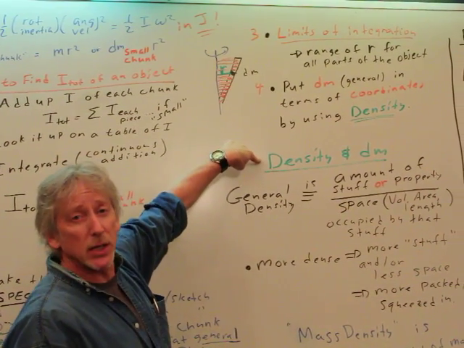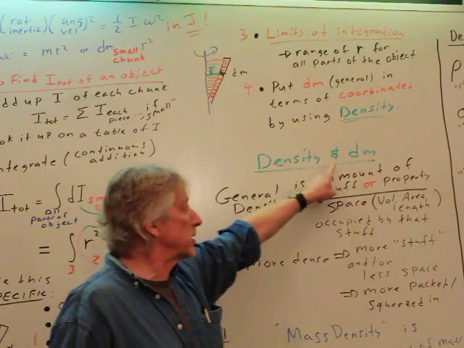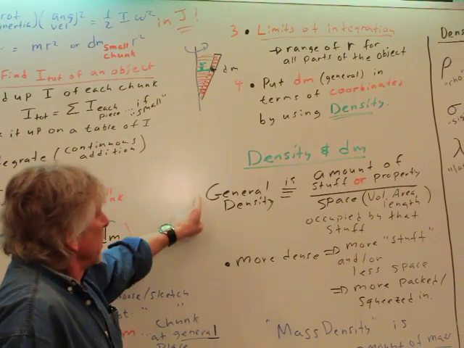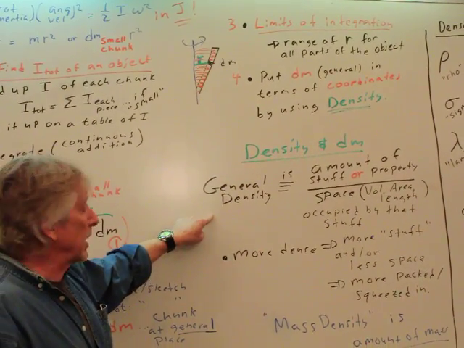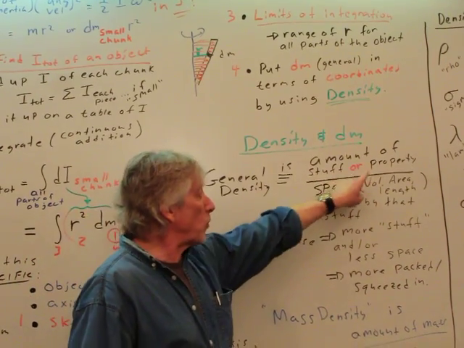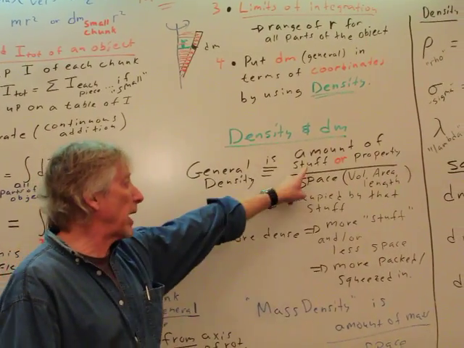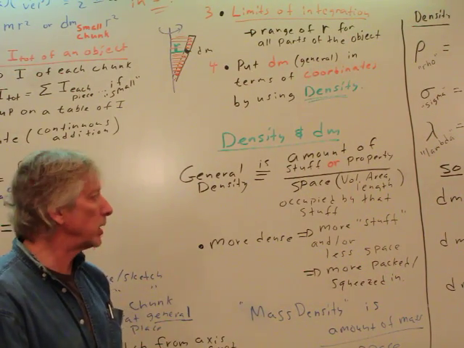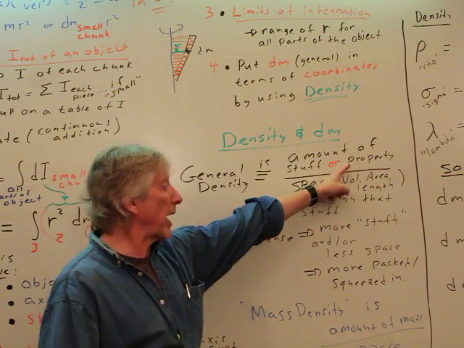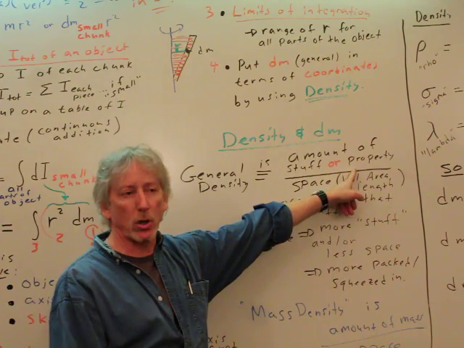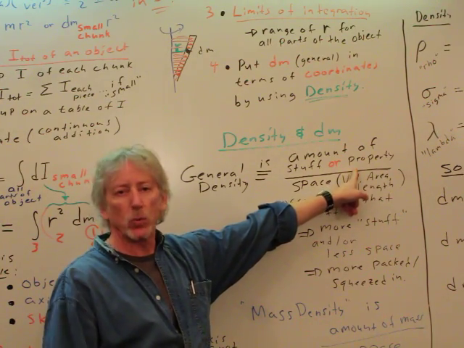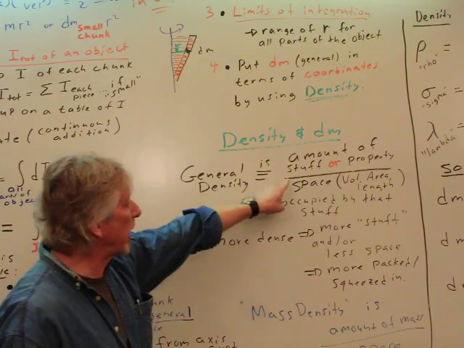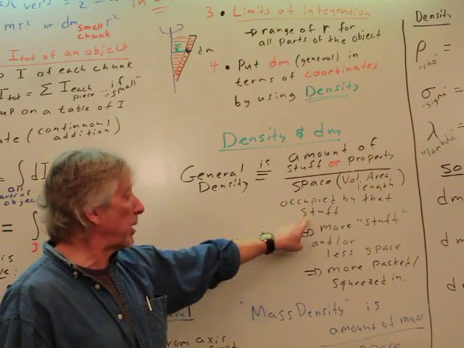Let's define density correctly. Density and dm. The general definition that I like to give for density is it's the amount of stuff or property. So it could be how many ants, how many dogs, how many shoes, whatever. Or how much mass, how much electric charge, whatever it is, divided by the space occupied by that stuff.